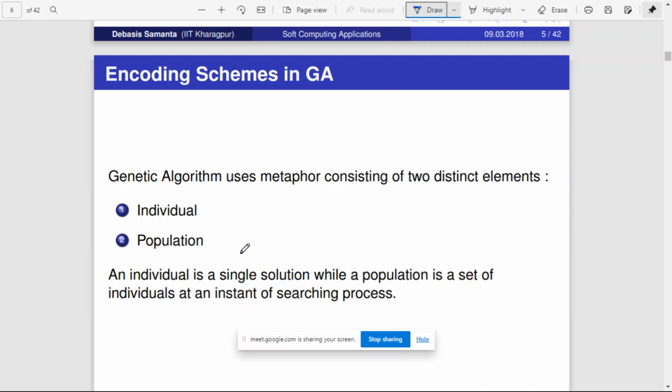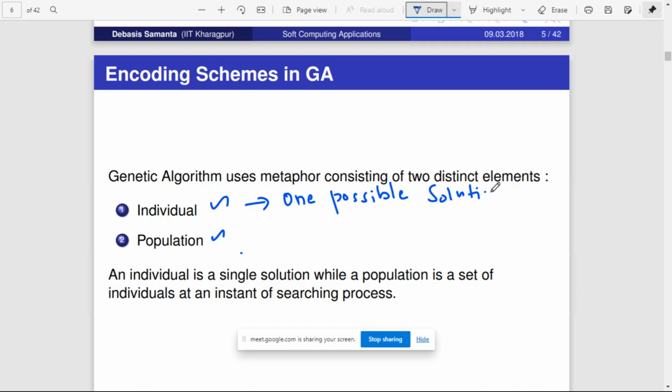The genetic algorithm metaphor includes 2 elements. One is individual and the other one is population. So what does individual mean? Individual means one possible solution. In genetics terminology, individual means one human. But in genetic algorithm terminology, individual means one possible solution.